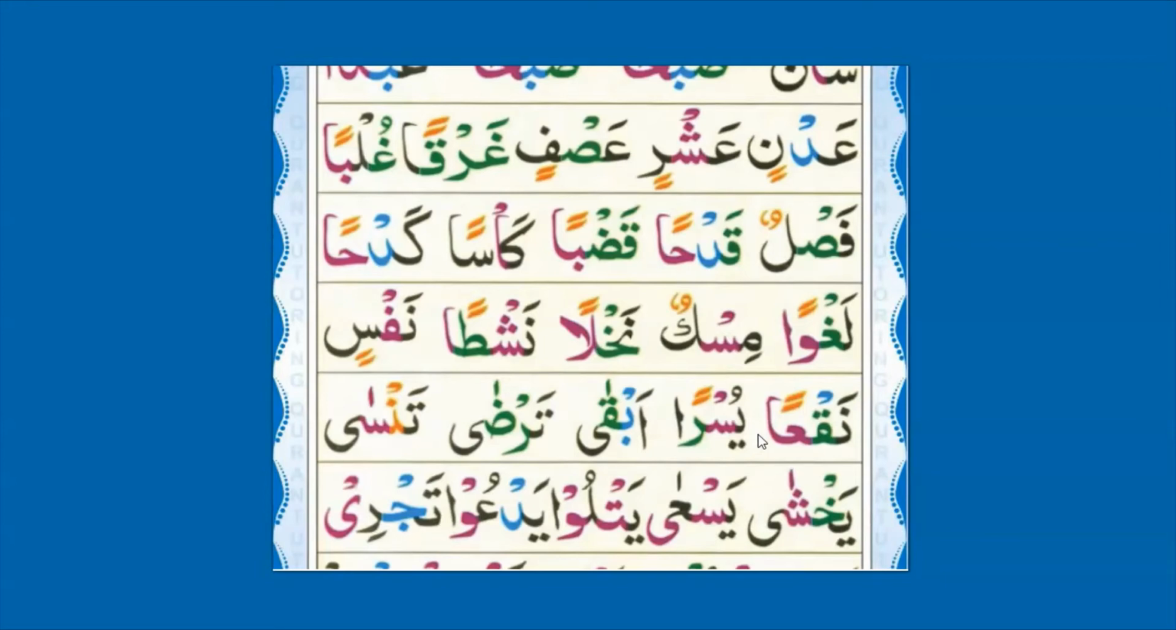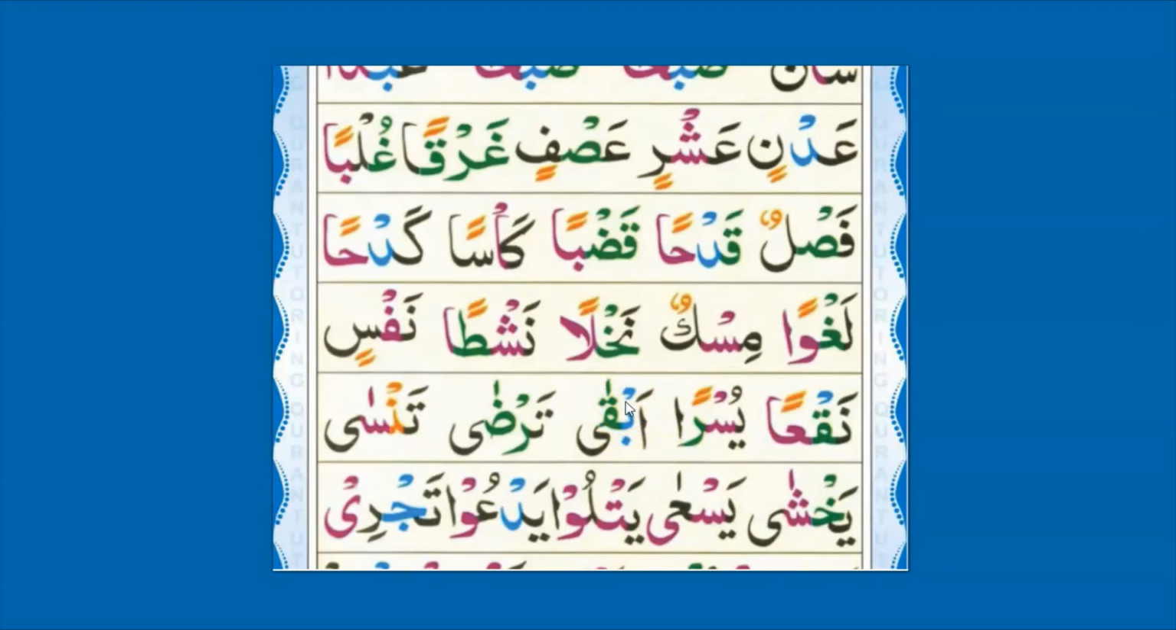Ikhfa means to prolong the sound in the nose at the end of the noon, like naq'an, yusran. So the double fatha, kasra, and dhamma will come at the end, and nun sakin can come in the middle of the word or at the end of the word. But when the nun sakin and the tanween have no harfi halqi after them, we have to do ikhfa.